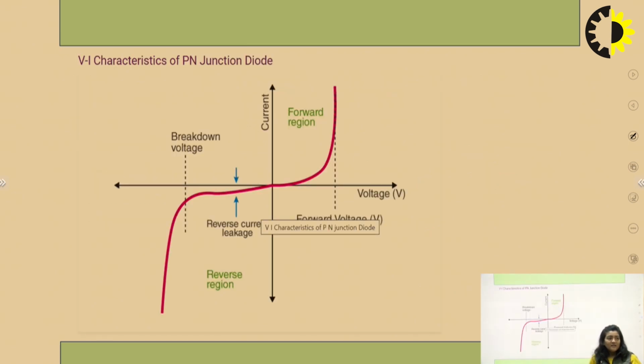Okay, so this is the VI characteristic of a PN diode. As you apply a forward bias, the current does not start flowing through the PN junction immediately. As soon as the voltage is applied, it will take some time, and at what we call the knee voltage, the current will start flowing and suddenly increase.